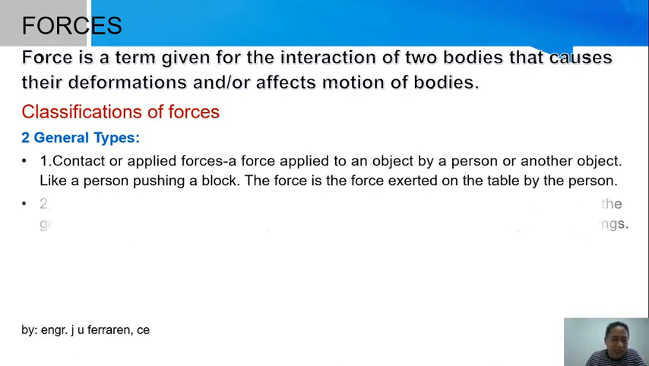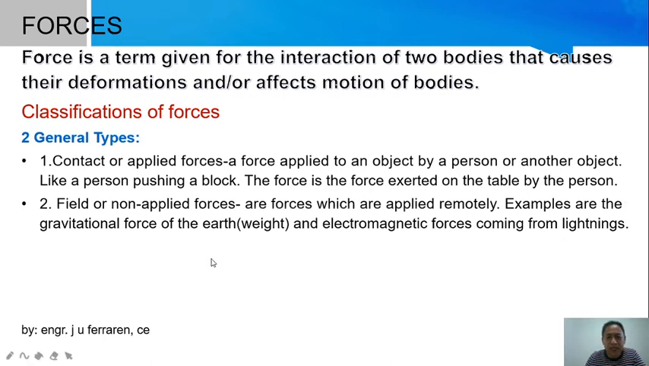The other one is the field or non-applied forces, which are forces applied remotely. Examples are the gravitational force of the earth and the electromagnetic forces coming from lightning. Now, they are actually the two general types in the classification of forces.